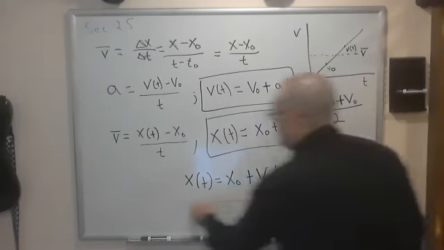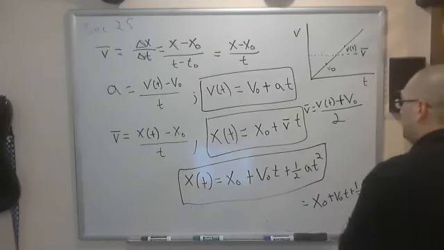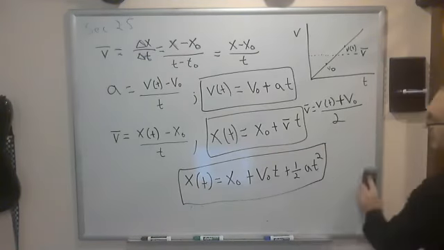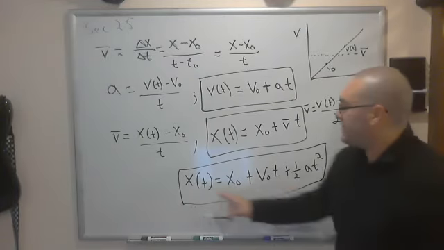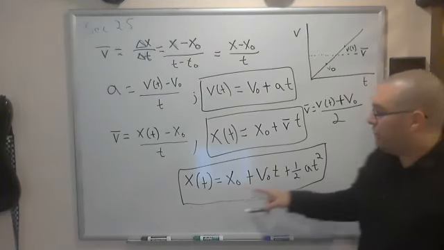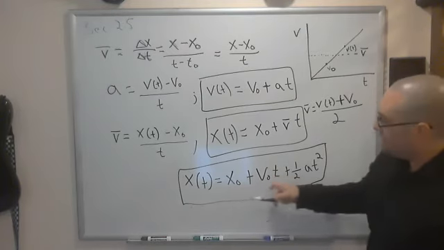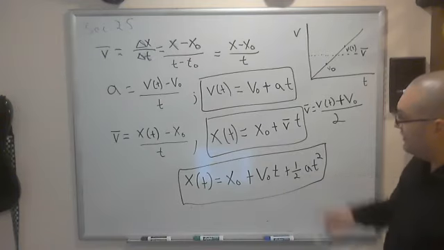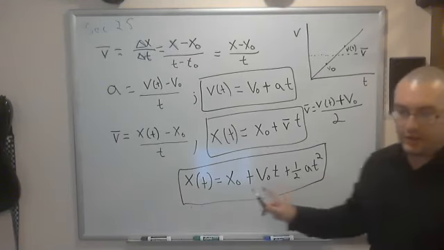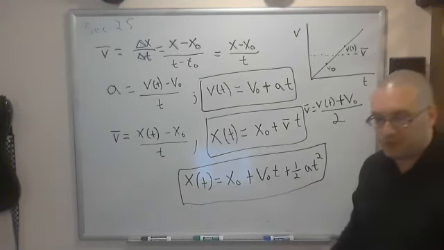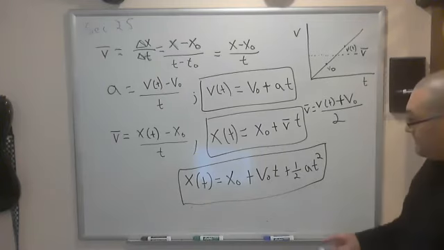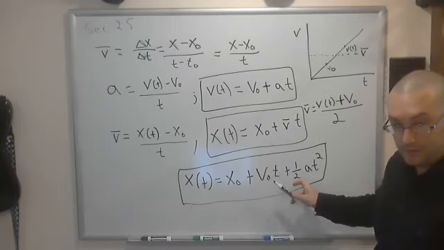And this is the third formula in our toolbox, right? And now we can calculate the position. If you give me the initial position, the initial velocity, the acceleration, I can calculate the rocket's position at any time. Very, very powerful, right?